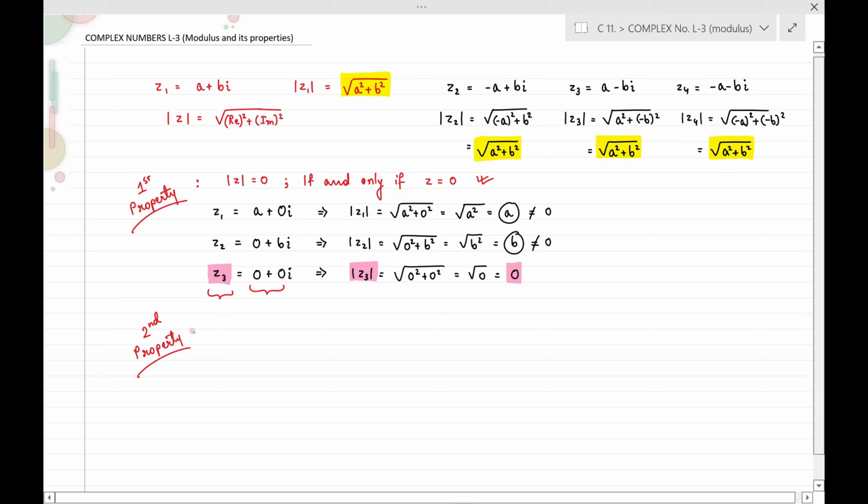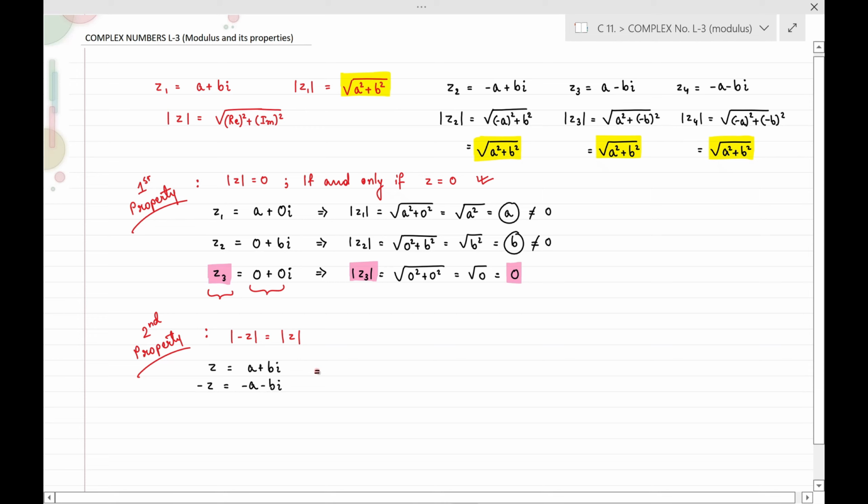Now this is the second property. In the second property, modulus of a negative complex number will be equal to modulus of the positive complex number. Now let us consider a scenario z is equal to a plus b iota. The negative of this complex number will be minus a minus b iota. The whole sign changes for both the real and imaginary parts.